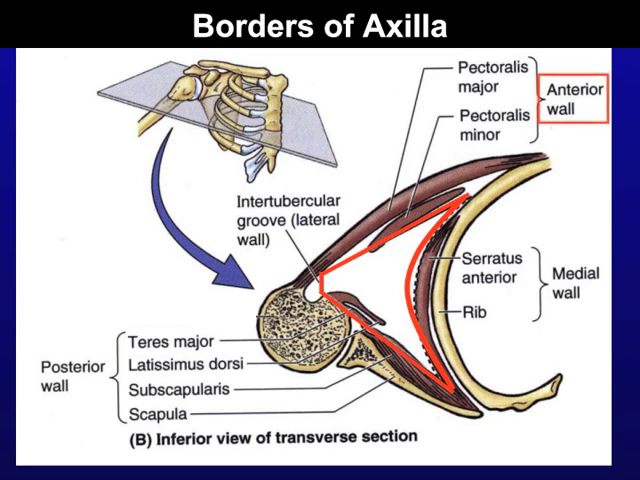The anterior wall of the axilla consists of the pectoralis major and minor muscles. The posterior wall consists of the teres major, latissimus dorsi, and subscapularis muscles, and the scapula itself. The medial wall contains the serratus anterior muscle and the corresponding ribs, whereas the lateral wall is rather narrow and made up of the intertubercular groove or sulcus of the humerus between the greater and lesser tubercles.